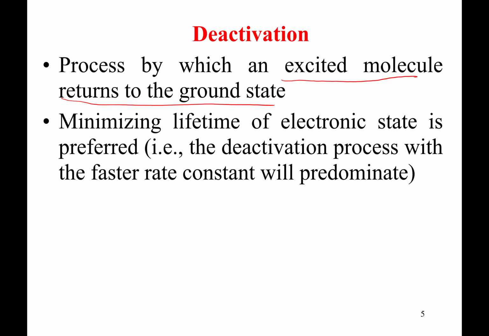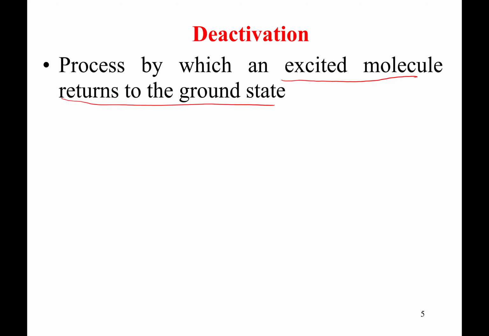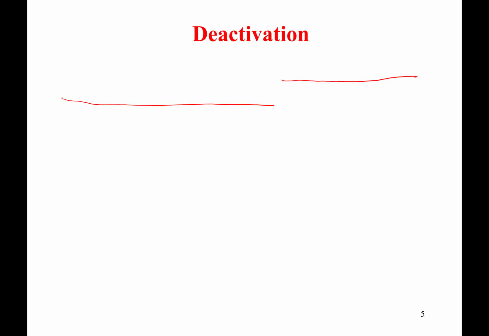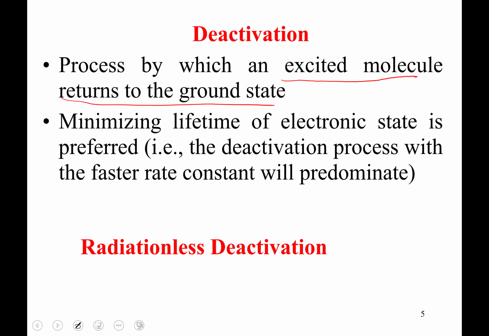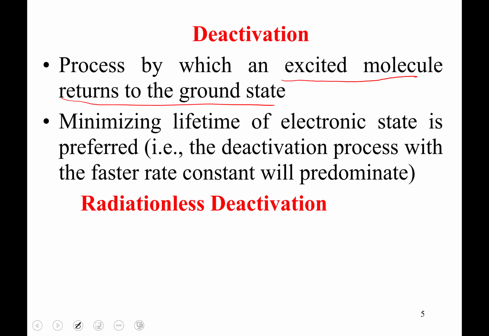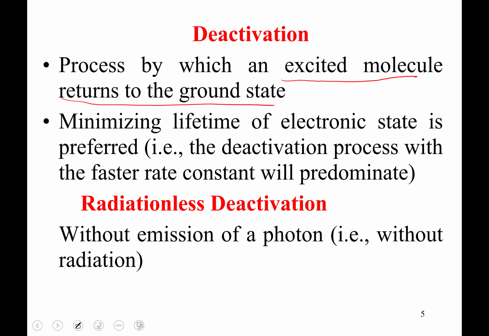And therefore, in a deactivation process, the time scale needs to be faster, and we can calculate the rate constant. A faster rate constant is preferred. The faster rate constant will predominate. People spend all their time calculating those rate constants. And that's why people design probes for this kind of reaction. So then what we have here is a deactivation process, radiationless deactivation. You know, class, what I'm talking about is this.